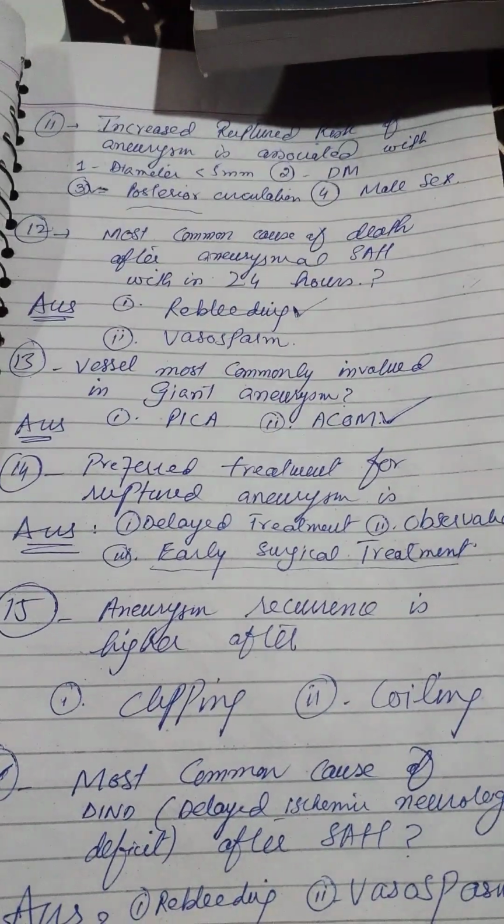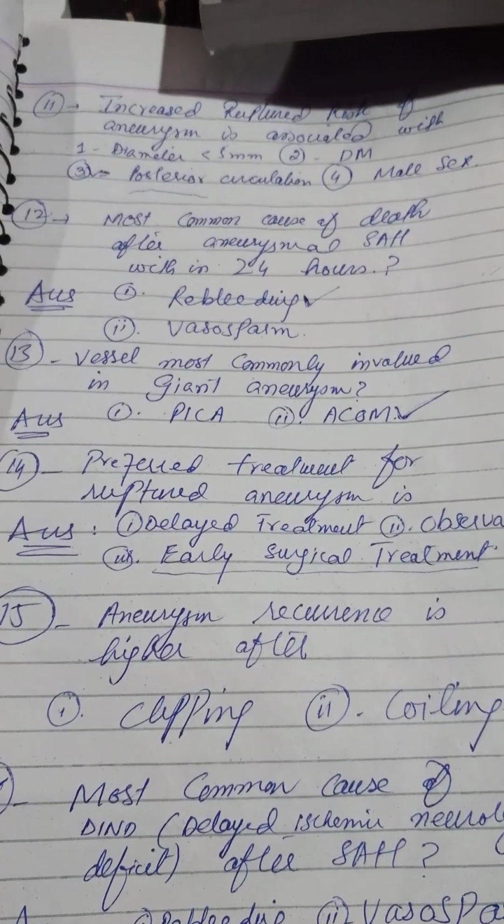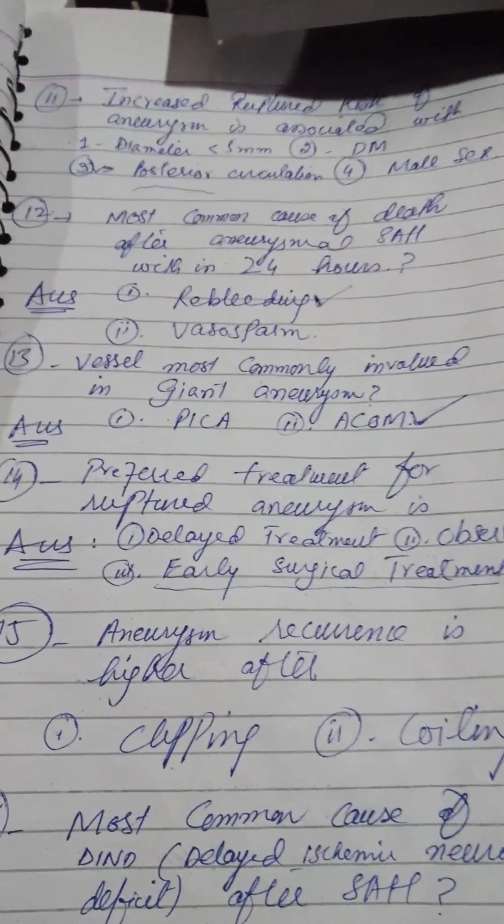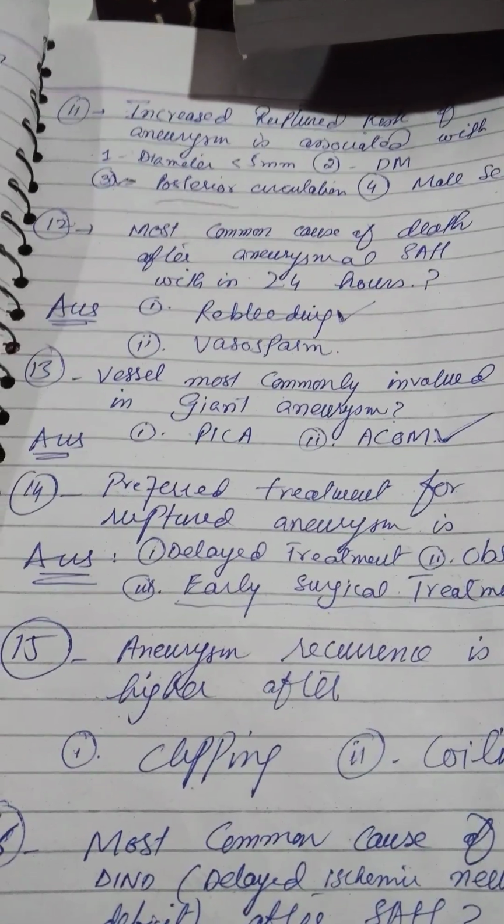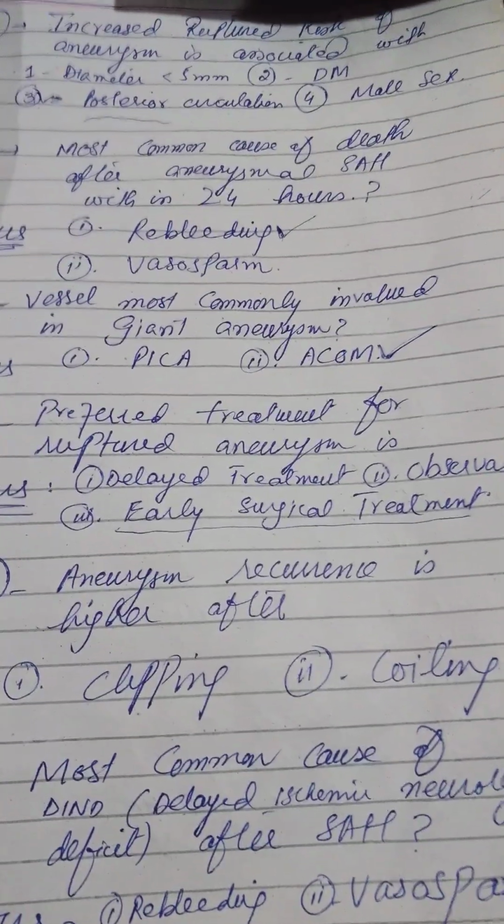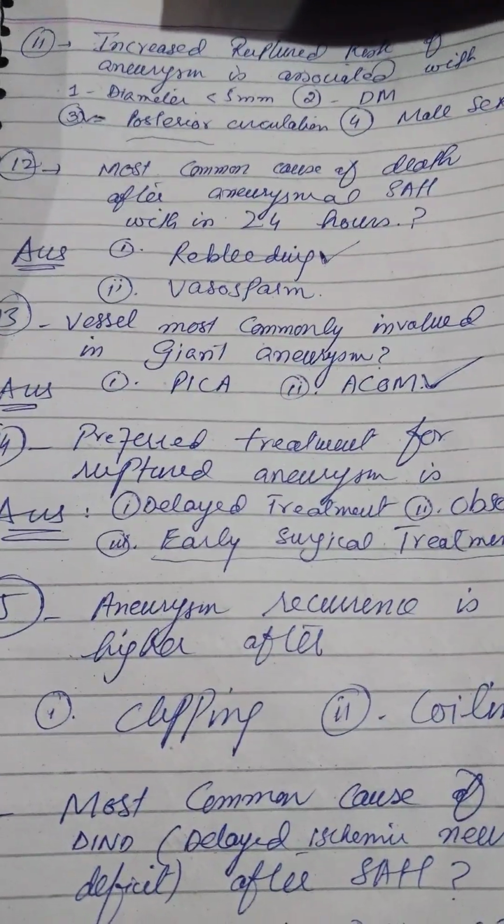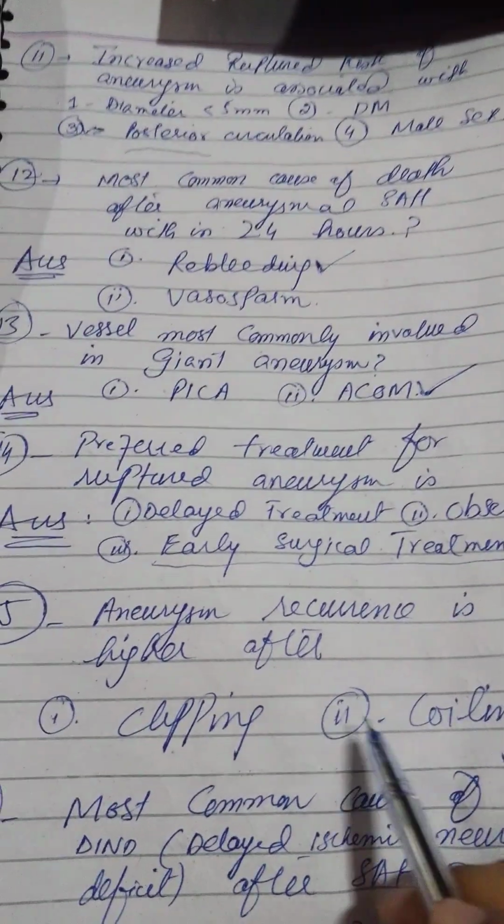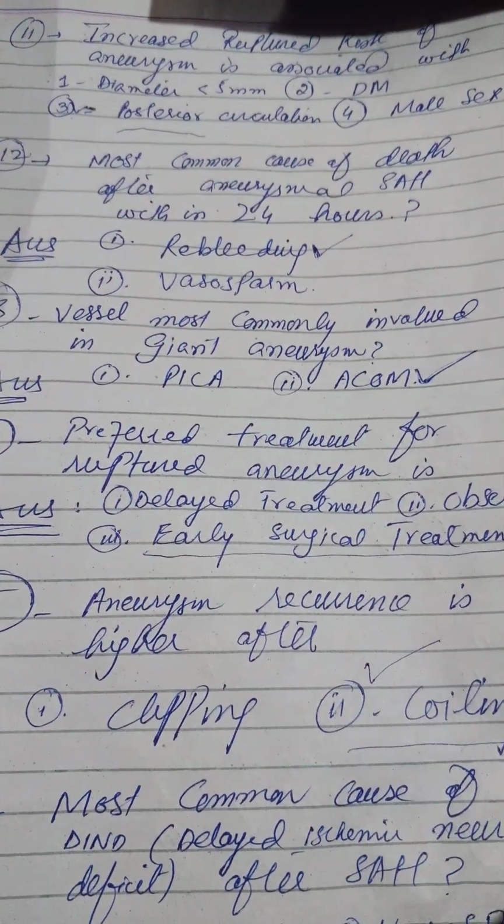Aneurysm recurrence is higher after clipping or coiling? Yes, it is higher after coiling. Recurrence rate is higher with coiling.